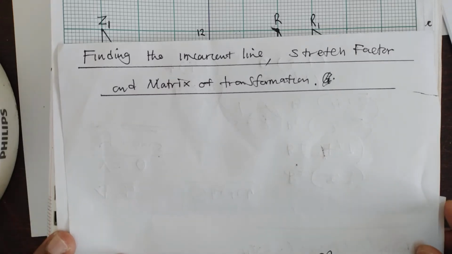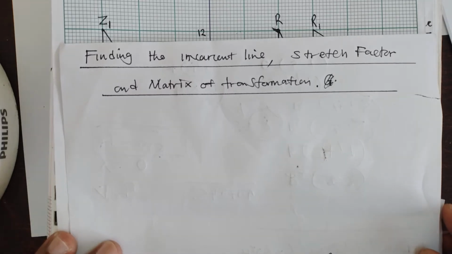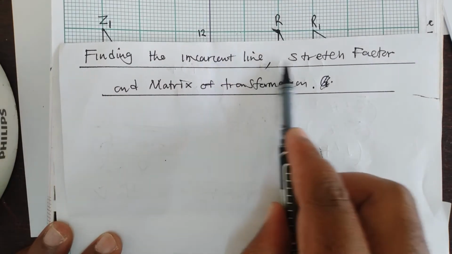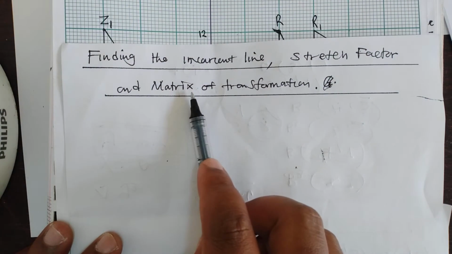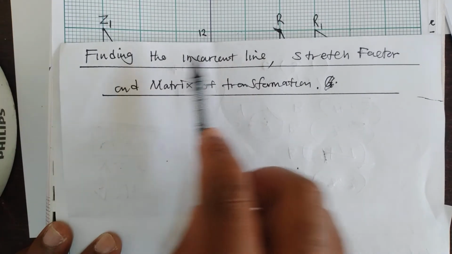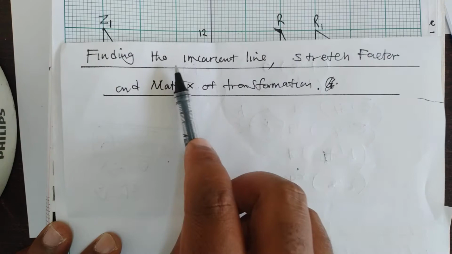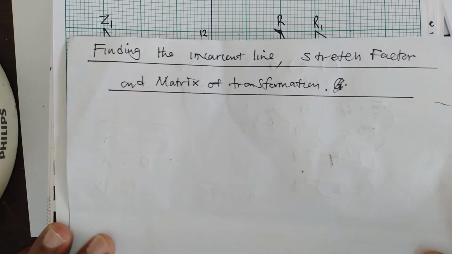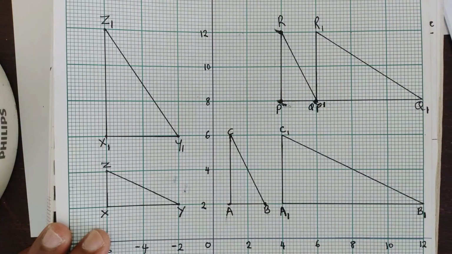Welcome friends to this presentation where we want to see how we can find the invariant line, stretch factor and matrix of transformation from the image and the object, where the image and the object have been given, how to compute these things. Okay, so let's look at an example.